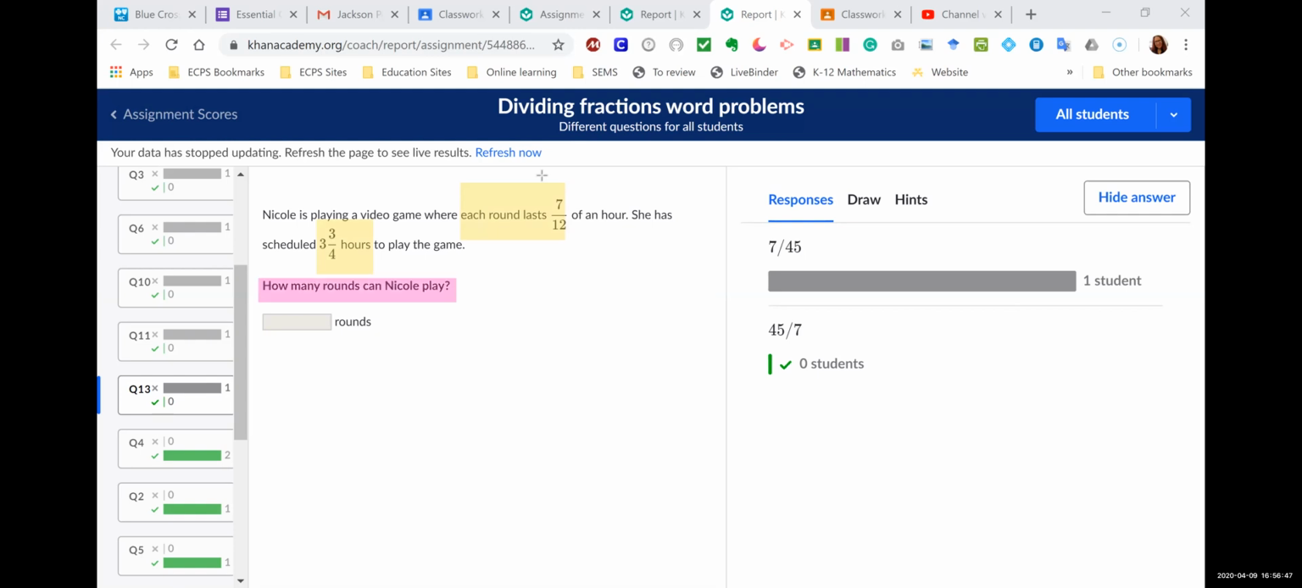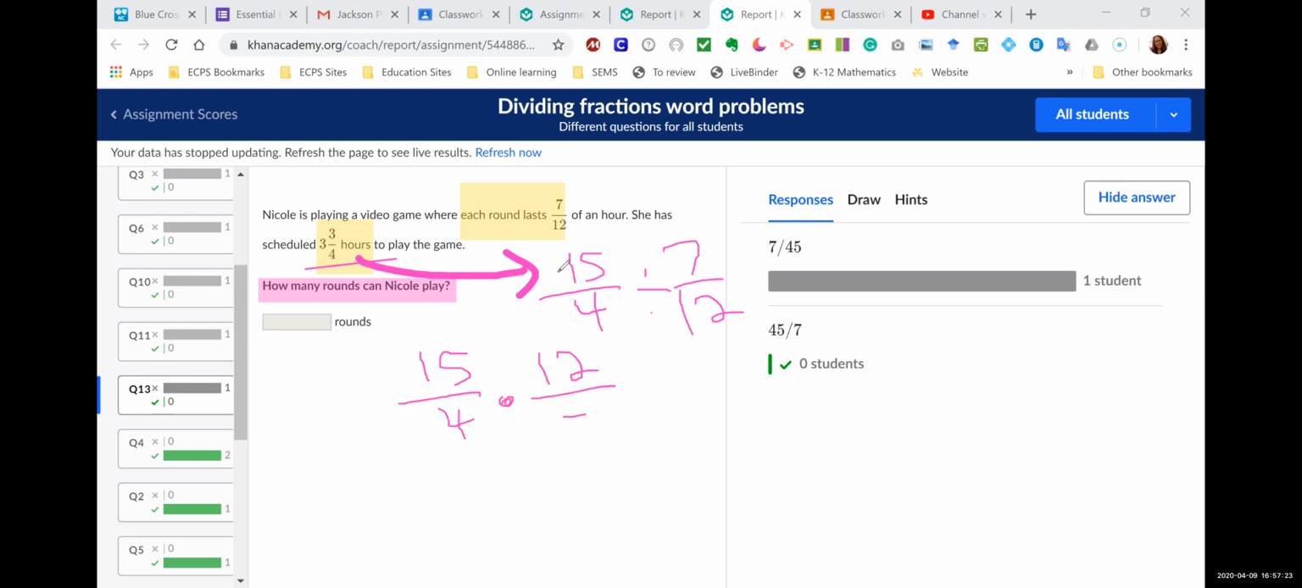So really, the important thing to recognize here is that the total number of hours is 3 3/4. Okay. And each round is 7/12 of an hour. So that means I'm dividing this number, which turns out to be 4 times 3 is 12 plus 3 is 15. So 15/4. I'm dividing 15/4 by 7/12, which is the same thing as saying 15/4 times 12 over 7.